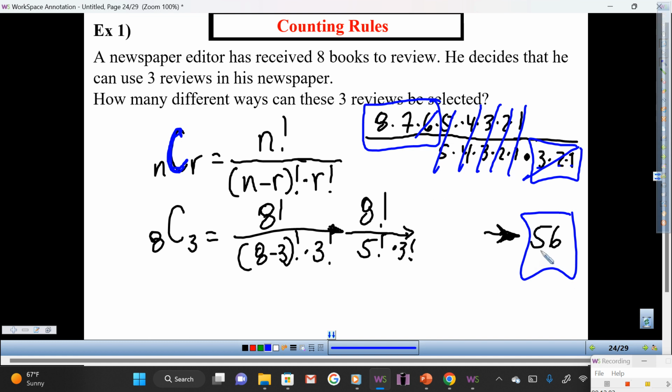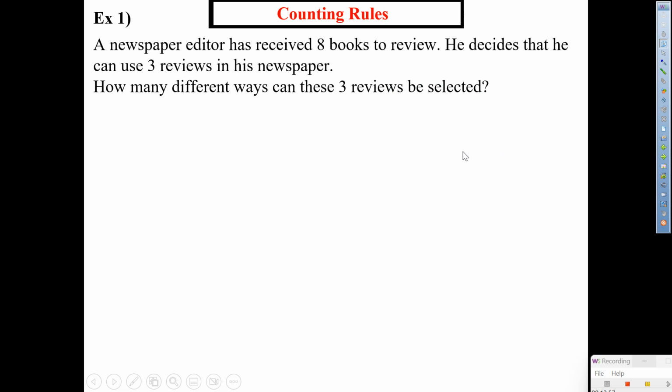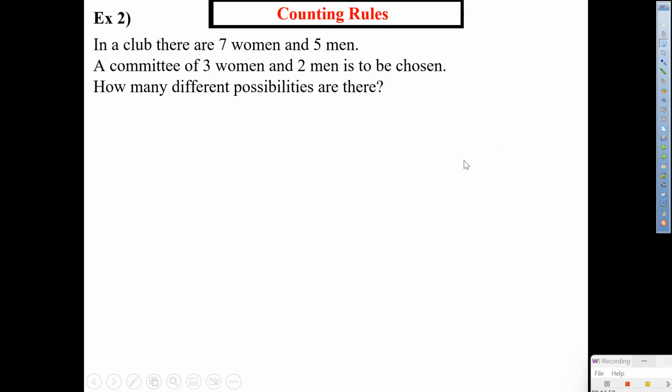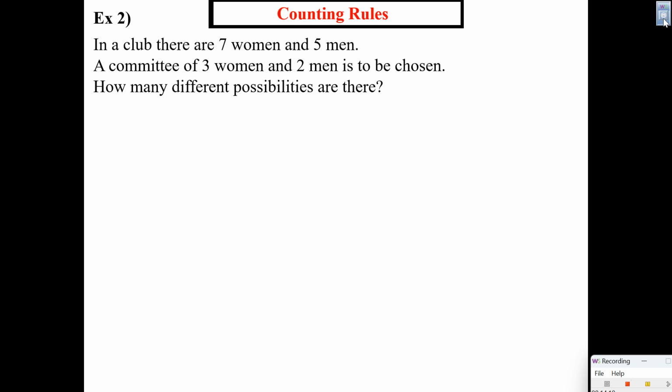All right? From 1 to 5, how comfortable are you with this? 4s, 5s, okay. Let's crank it up a little bit, yeah? Copy this one on your paper. Example 2. In a club, there are 7 women and 5 men. A committee of 3 women and 2 men is to be chosen. How many different possibilities are there? Copy that first, and we'll do this one together. Okay, here we go.